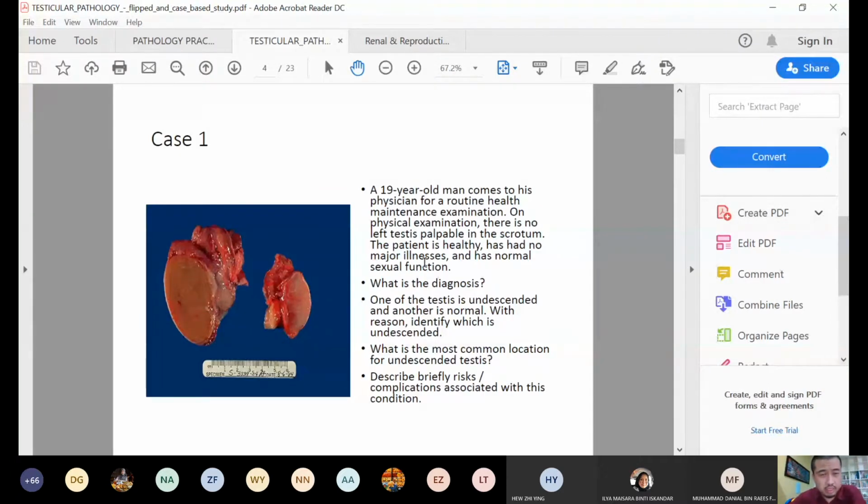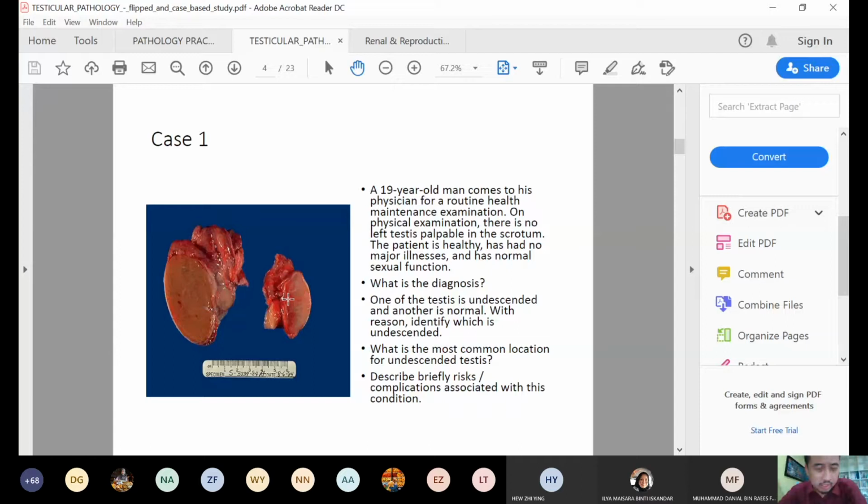So we see this case. A 19-year-old man comes to the physician and there's no left testis palpable in the scrotum. The patient is healthy. So what's the diagnosis? The diagnosis is failure of descent of the testis to the scrotum, that is cryptorchidism. So which one do you think is the undescended testis? The one on the right of the screen or the left of the screen? Yes, right, the right.